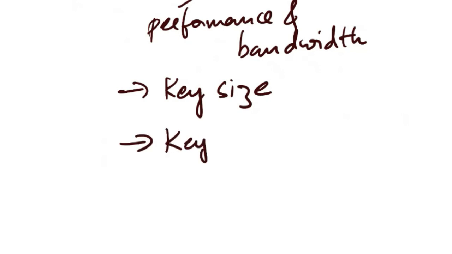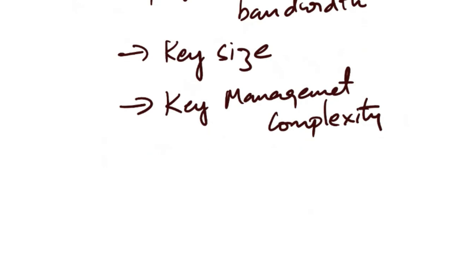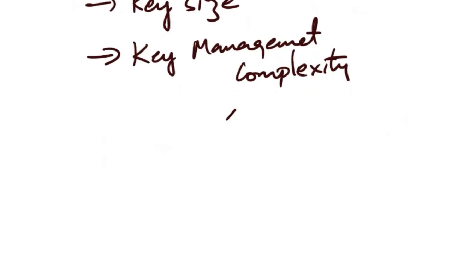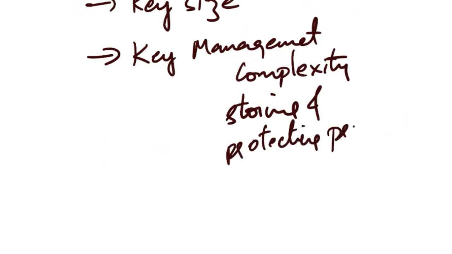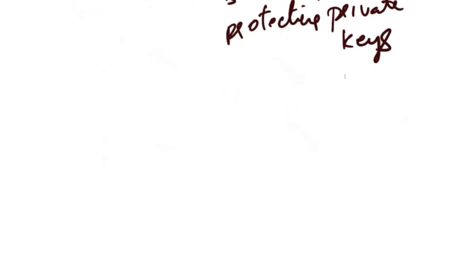Next, key management complexity. While asymmetric cryptography simplifies key distribution compared to symmetric cryptography, it introduces complexities in key management, particularly in securely storing and protecting private keys. Effective key management practices are essential to prevent unauthorized access or disclosure of private keys and ensure the security of encrypted data.